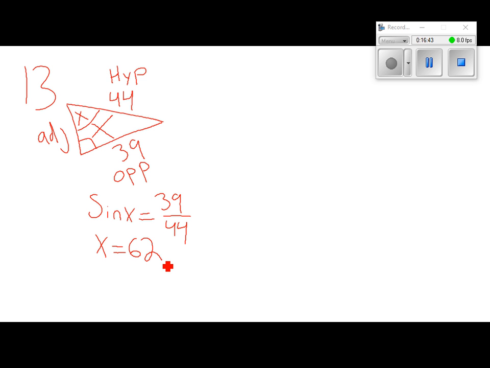62.4, and Maya rounded it off to 62. So that angle is 62 degrees. Why does it say error? Somewhere close to that.